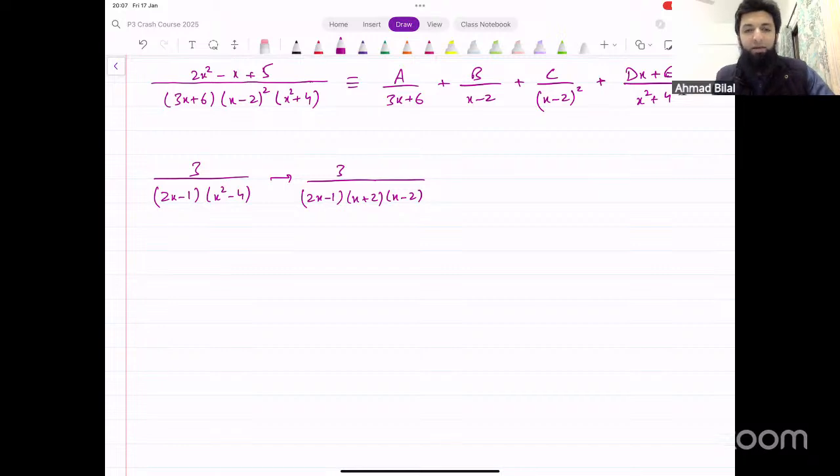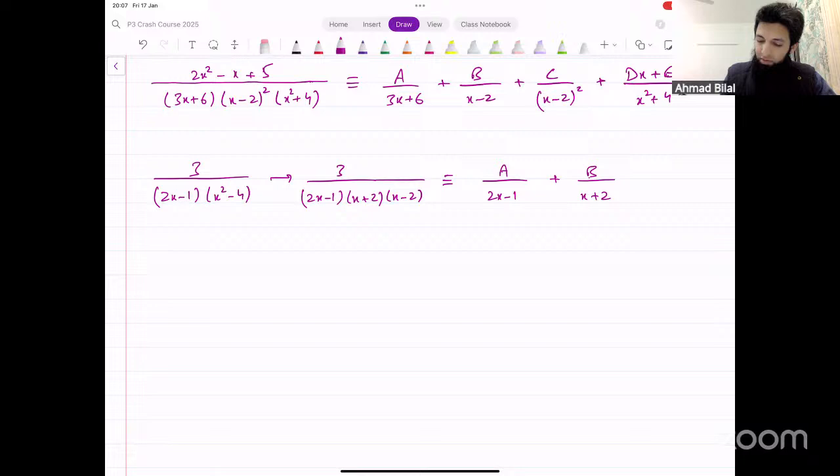We have to break it down because the idea of partial fractions is we want to break down the denominator as much as we can. Now, since in this case, x squared minus 4 can be factorized further, we first have to factorize that. And then we say the form is going to be a over 2x minus 1 plus b over x plus 2 plus c over x minus 2. So if you can factorize the denominator, you have to do that. And then you write the partial fraction form like this.